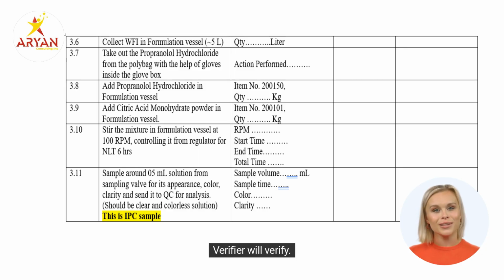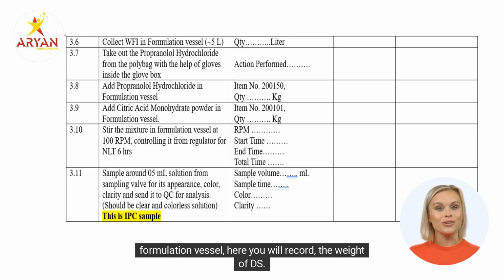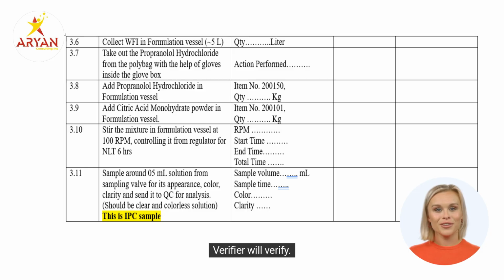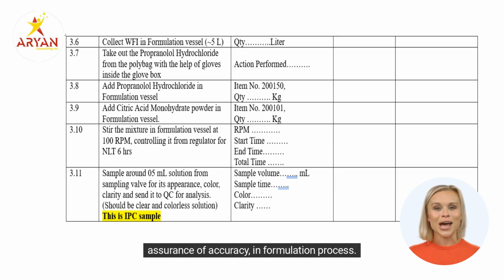Verifier will verify. Step 3.7 is instructing to take the DS from the polybag. Step 3.8 is instructing to add DS into the formulation vessel. Here you will record the weight of DS. Verifier will verify. Ensure that the item number for our DS matches. This is an extra step to confirm with the item number for assurance of accuracy in the formulation process.